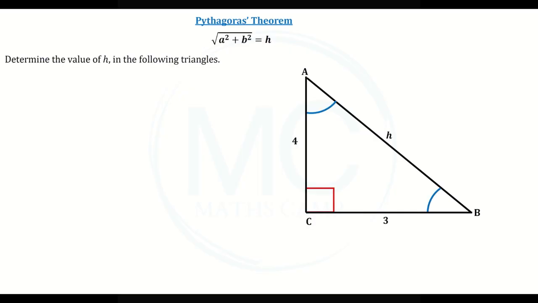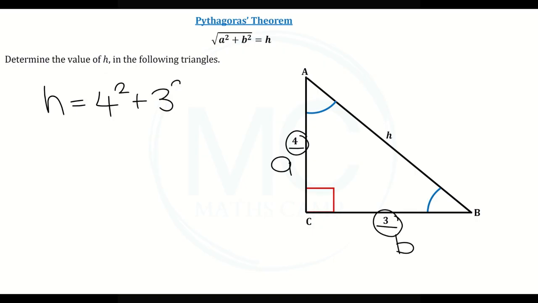Determine the value of h in the following triangles. In this triangle, h is the unknown length of the hypotenuse. This triangle has one side with a length of 4 units and one side with a length of 3 units. So let's say that this side is a and this side is b. Now to find h, we say the hypotenuse h is equal to the length of side a, 4, squared, plus the length of side b, 3, squared, all under a square root.